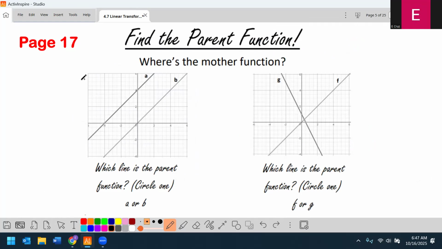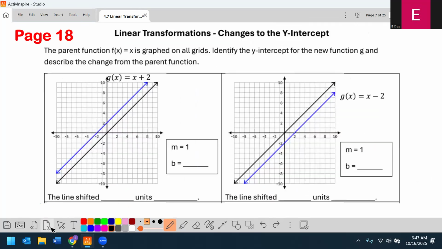Okay, so for the sake of the video, we're going to skip page 17. We're going to go straight into the transformations on page 18. Page 18 says the parent function f of x is graphed on all the grids. On your papers, it's the one that is bolded. On my screen, it's the black line. It says identify the y-intercept for the new function g and describe the change from the parent function. So on this page, we're only going to be looking at changes to the y-intercept.